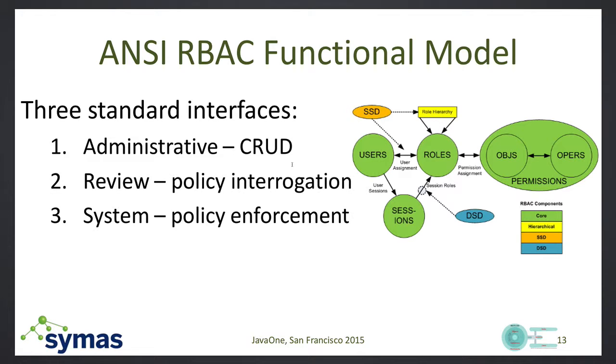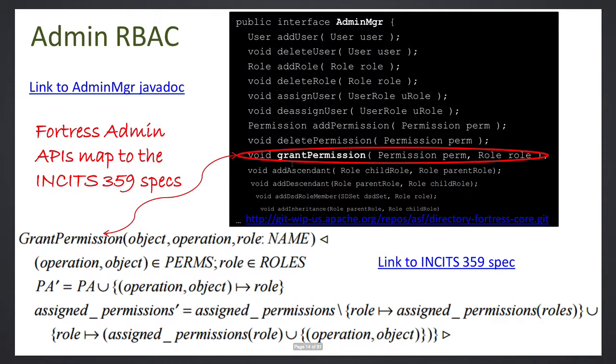And the system is policy enforcement. That's what we usually think of when we think of a security system, are the policy enforcement APIs. Here's a peek at the admin APIs. Up at the top are the Apache Fortress version of them, and you can see at the bottom is an excerpt from the Z notation in the specification itself.